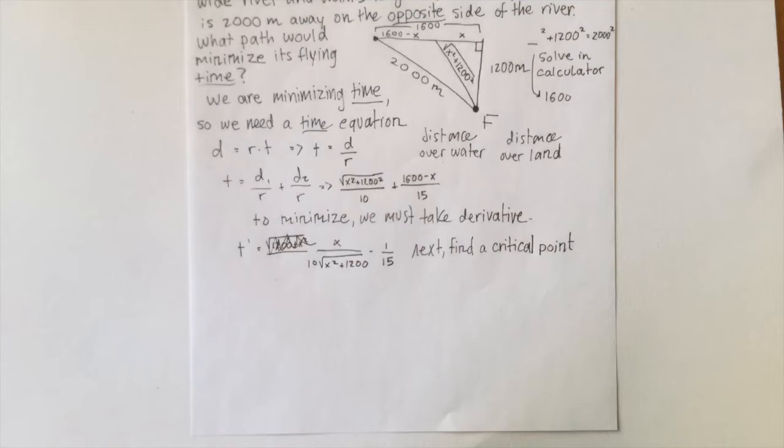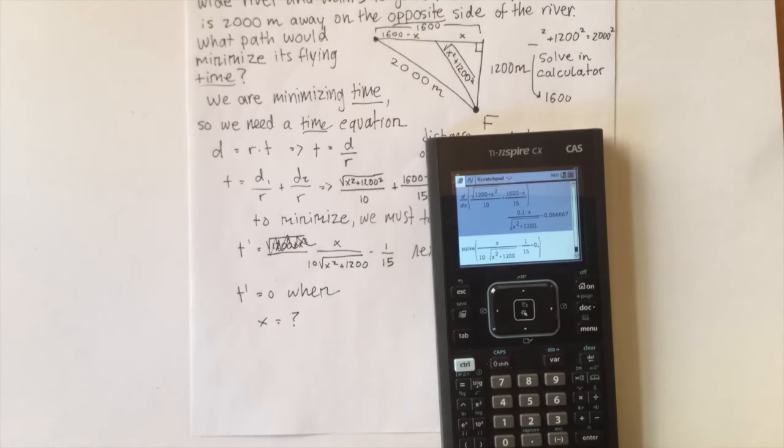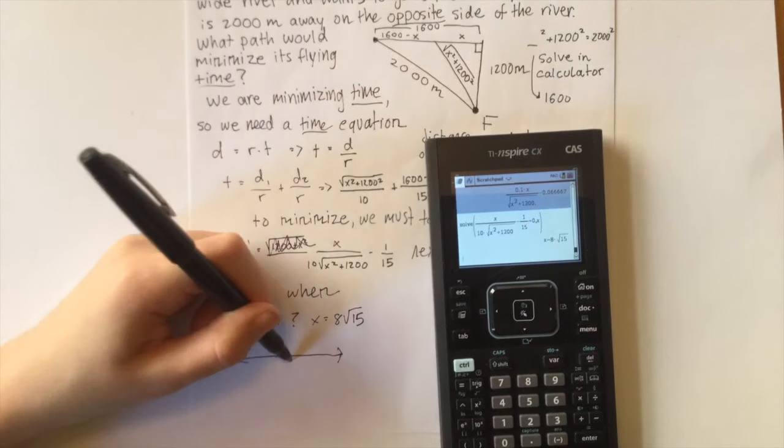And then to find the minimum, we need to find a critical point. So we need to set it equal to 0. Once again, use your calculator for this. And you get 8 root 15 as the x value when this equation equals 0.